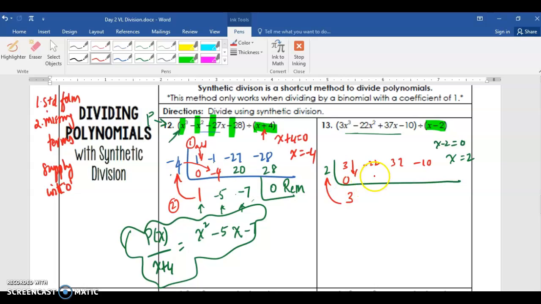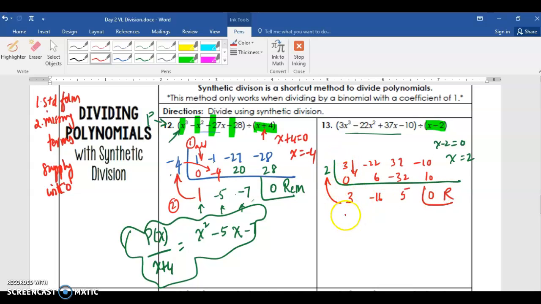3 times 2 is 6. Negative 22 plus 6 is negative 16. Negative 16 times 2 is negative 32, right? And 37 minus 32 is... my bad, I was thinking this 37 to be a 32. So actually this is not 0. Let me correct my mistake. This is a positive 5, right? So 5 times 2 is a positive 10. So negative 10 plus 10 is 0.